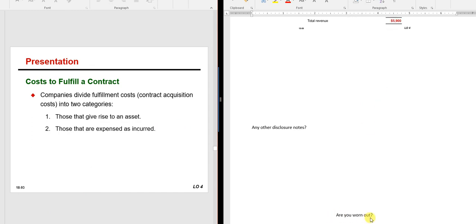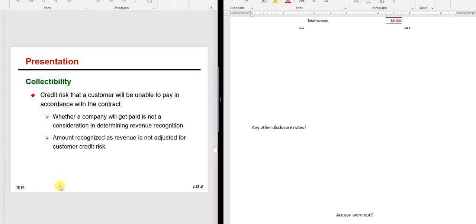Collectability. The collectability is important. The amount of revenue recognized is not adjusted for customer credit risk. However, we do make allowances, etc. It's actually a consideration for determining revenue recognition, but if your customer risk changes, you don't adjust it.